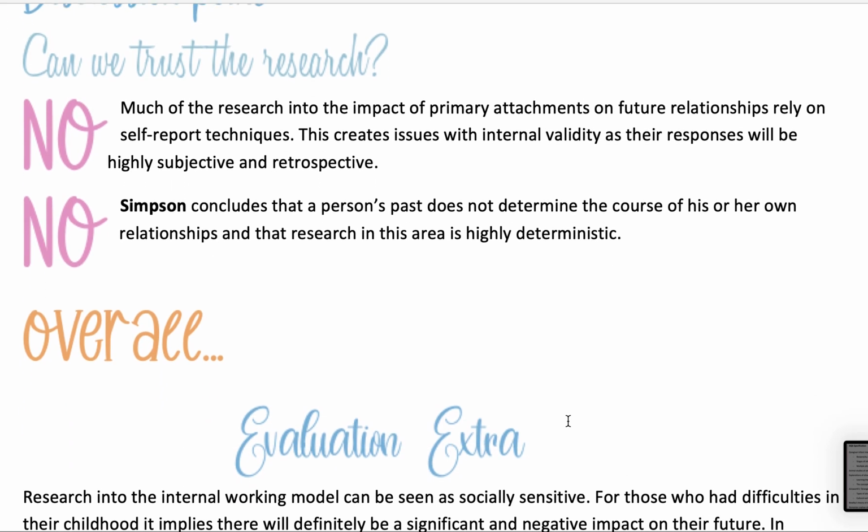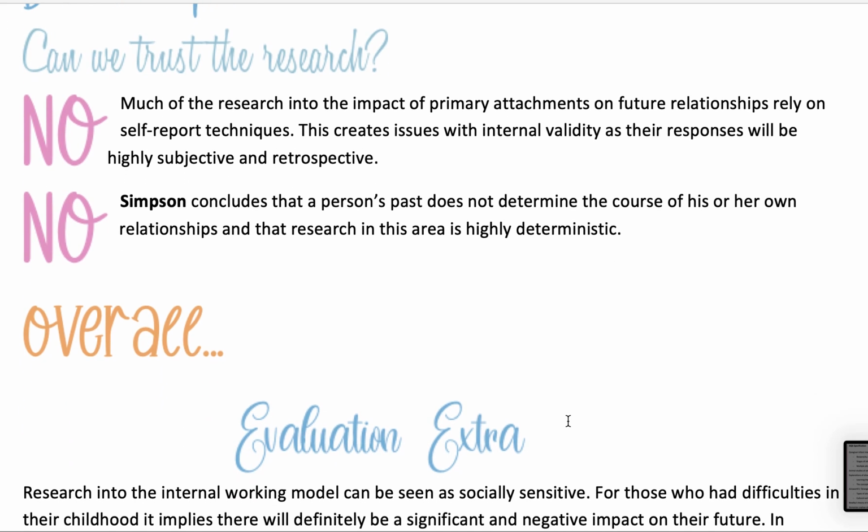Can we trust the research? So it's largely based on self-report techniques. That's problematic because people reflecting on their childhood experiences may not be particularly valid. So it's subjective and retrospective. Retrospective means looking into the past. So as an adult, trying to remember early caregiver experiences, or even early friendships at school, is difficult. People might reframe their memories, and they're not particularly accurate.